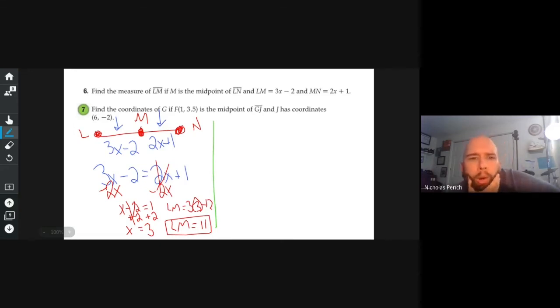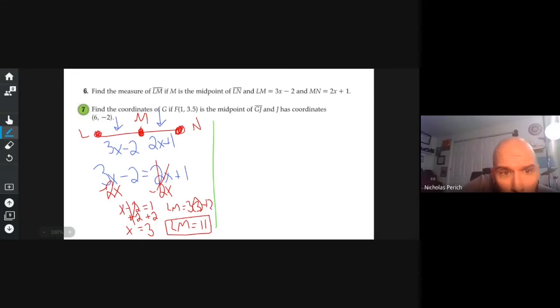Find the coordinates of G if F is the point 3.5, and it's also the midpoint. Oh no, this is weird. So G is the midpoint. So let's set this up. We've never done this problem before.